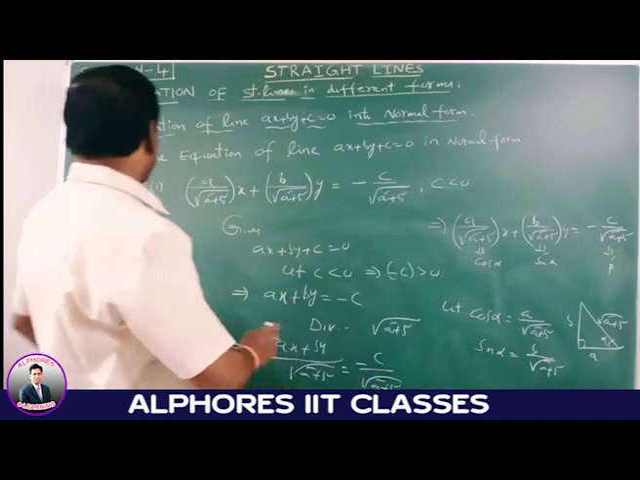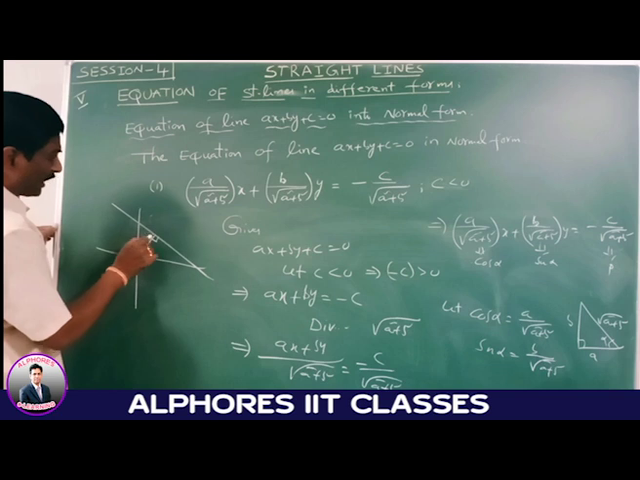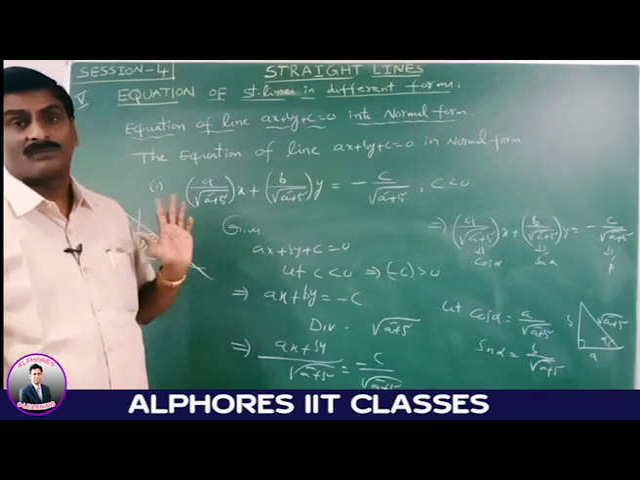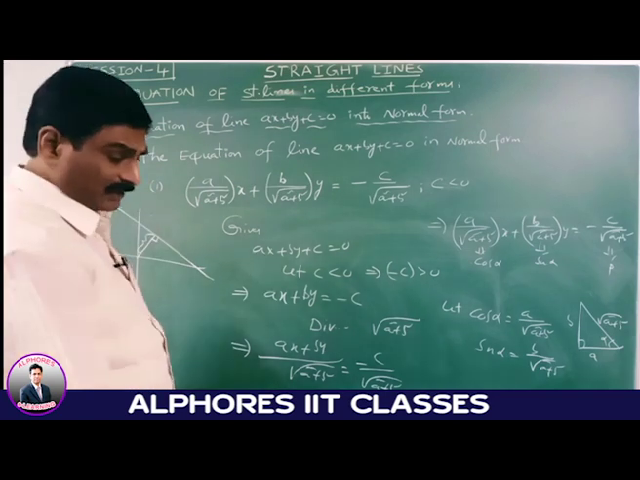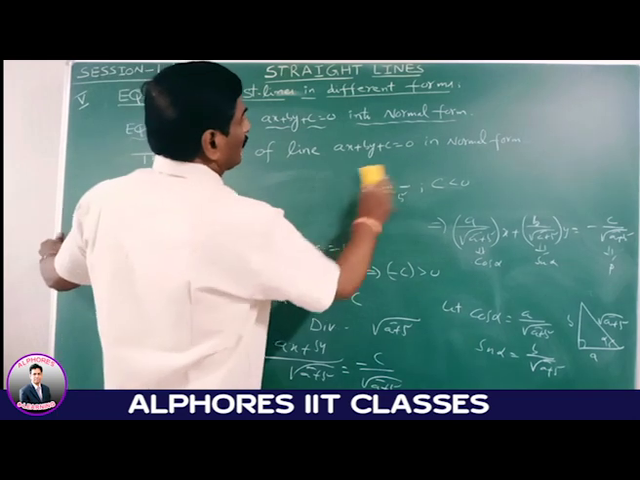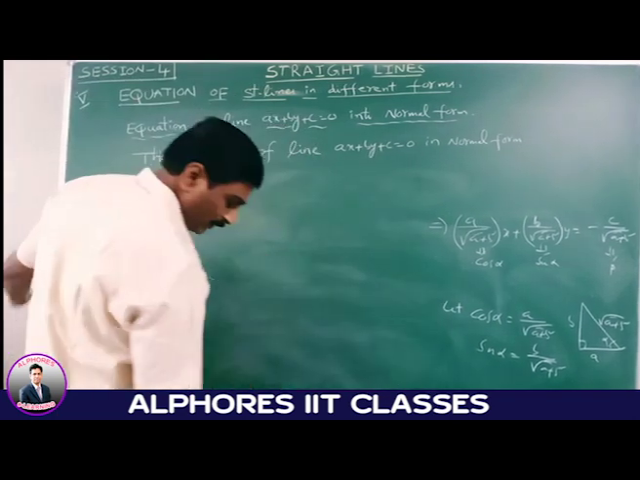What is the perpendicular distance? Suppose the line is in this way. The perpendicular distance from origin to this line is nothing but minus c by root over a square plus b square when c is less than 0. Okay. Next, second one. Let us assume c is greater than 0.